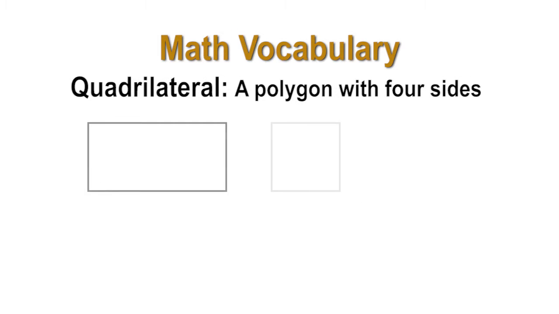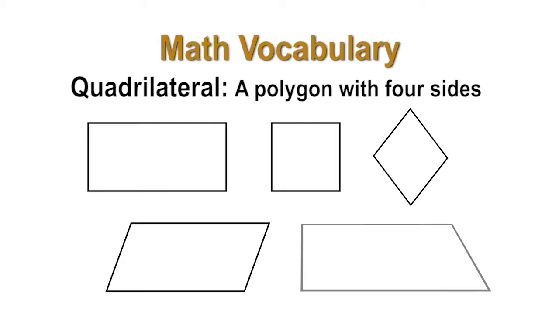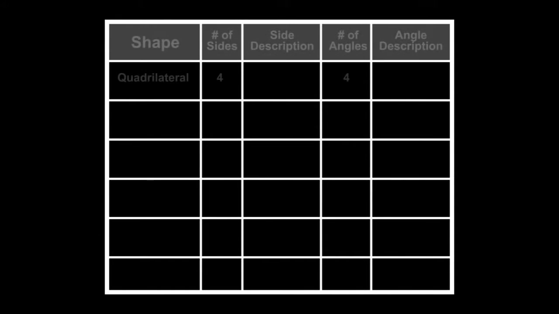A quadrilateral is a polygon with 4 sides. There are several examples of quadrilaterals. The names rectangle, square, parallelogram, rhombus, and trapezoid give a more descriptive name based off their attributes. In this lesson, we will talk about each of these. I will focus on the following attributes: number of sides, side description, number of angles, and angle description.